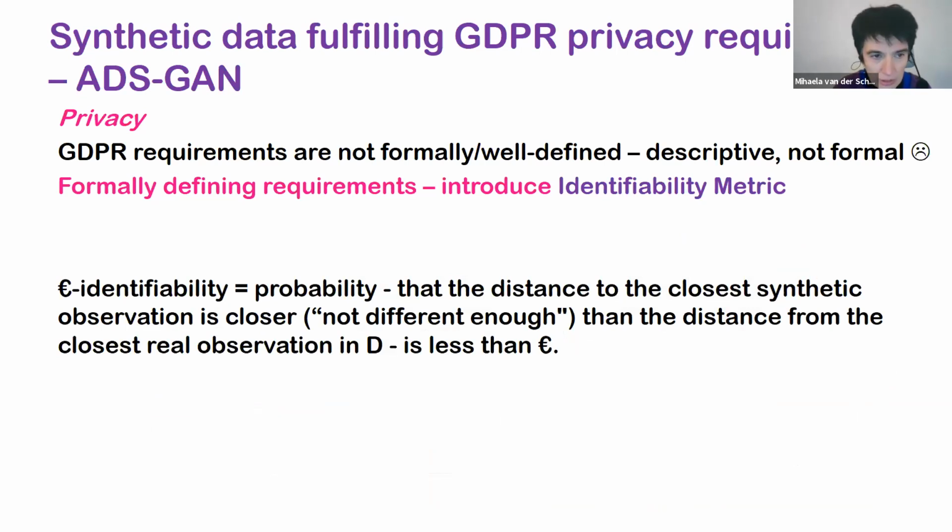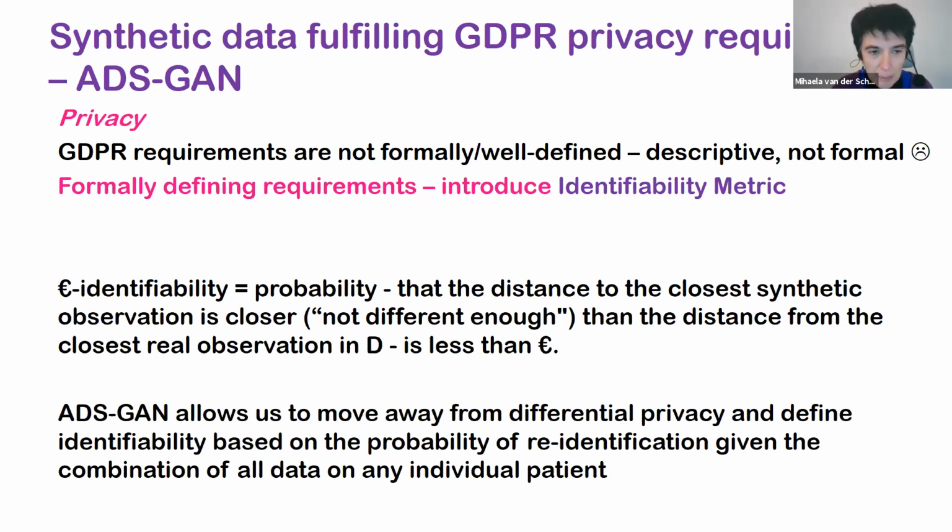And for that, we introduce what we call epsilon identifiability. You can see more details in our paper, but this captures the probability that the distance between the closest synthetic observation in the synthetic data set is closer than the distance from the closest real observation. And we will have epsilon identifiability if this probability is less than epsilon. So this is a metric that's formally and mathematically defined in our paper.